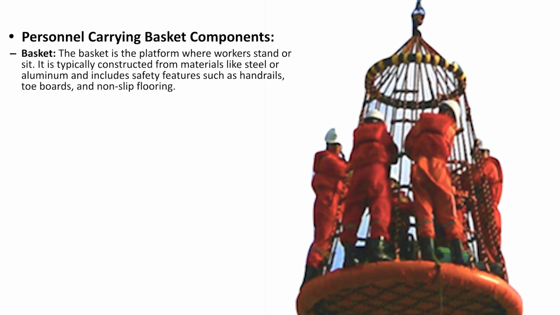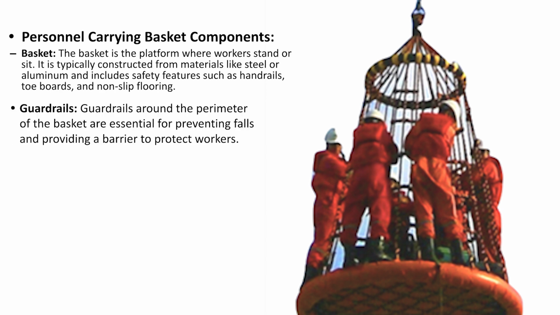First, basket. The basket is the platform where workers stand or sit. It is typically constructed from materials like steel or aluminum and includes safety features such as guardrails, handles, toe boards and non-slip flooring. Guardrails. Guardrails around the perimeter of the basket are essential for preventing falls and providing a barrier to protect workers.